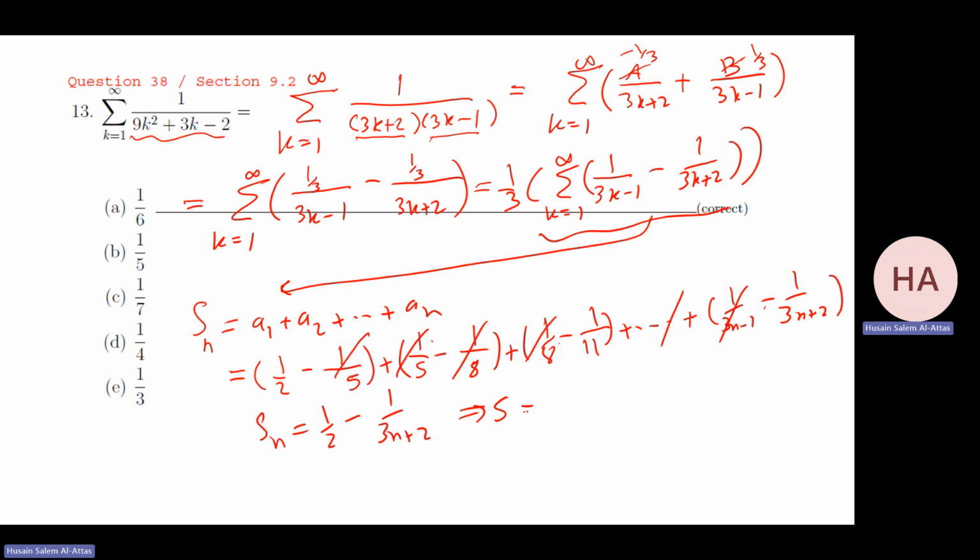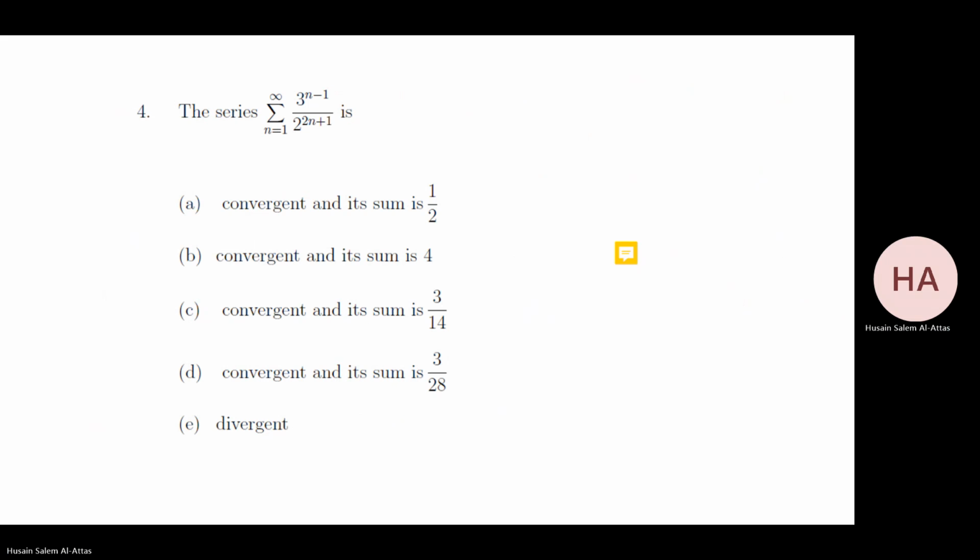So S will be the limit of Sn, which is, 1 over infinity is 0, so I have half. Okay, so my answer is 1 over 3 times half, which is 1 over 6. So that will be my answer. Okay, let me do the next one. I think we did a good number, but let me continue.